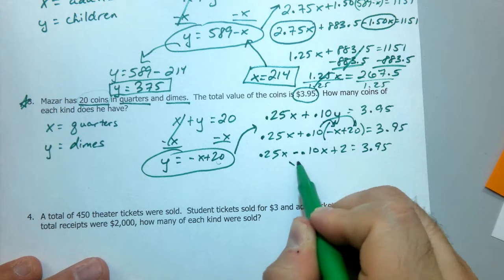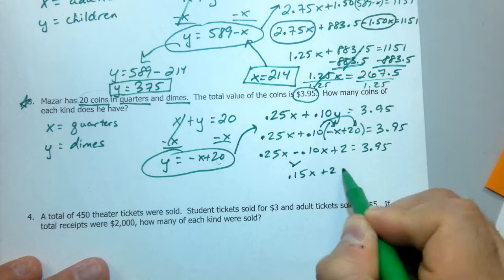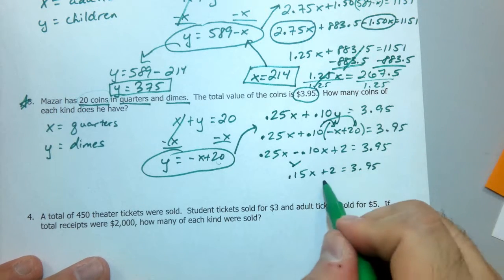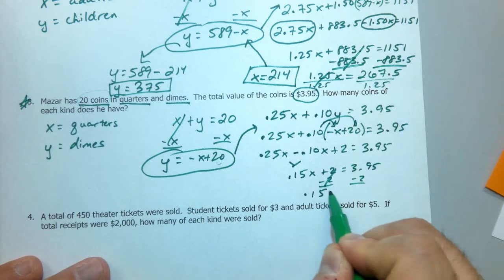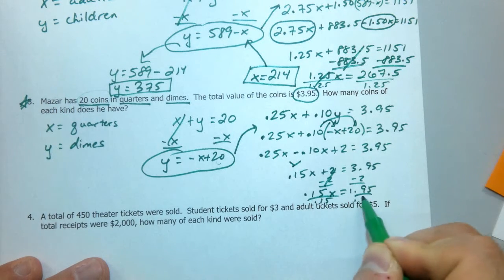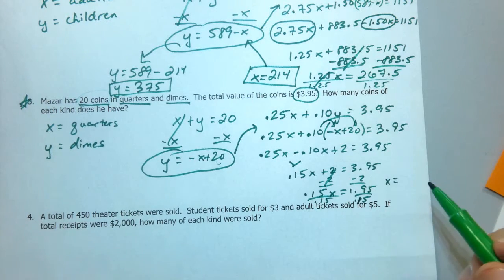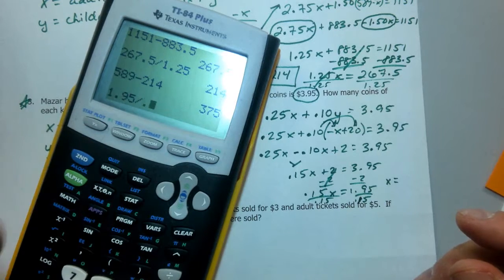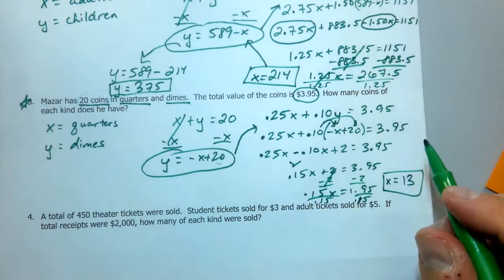Combine like terms, and these two will be 0.15x plus 2 equals $3.95. And then you solve for x. The fact that it's a decimal doesn't change the fact that you already know what you need to do. So 0.15x equals $1.95. Divide by 0.15, and you will get x equals, I'm going to use my trusty calculator here to assist me, x equals 13. So you have 13 quarters, right?